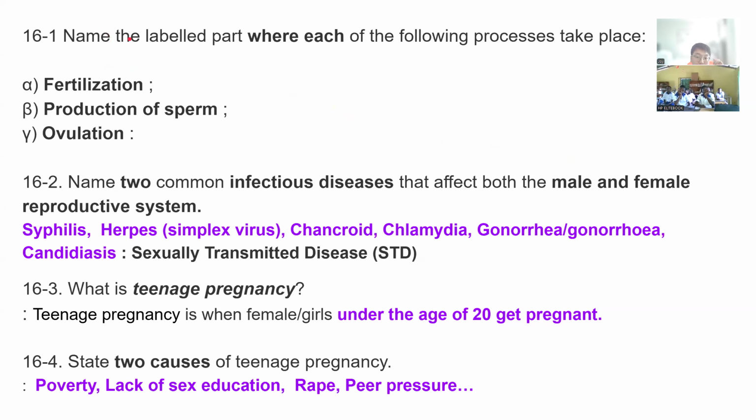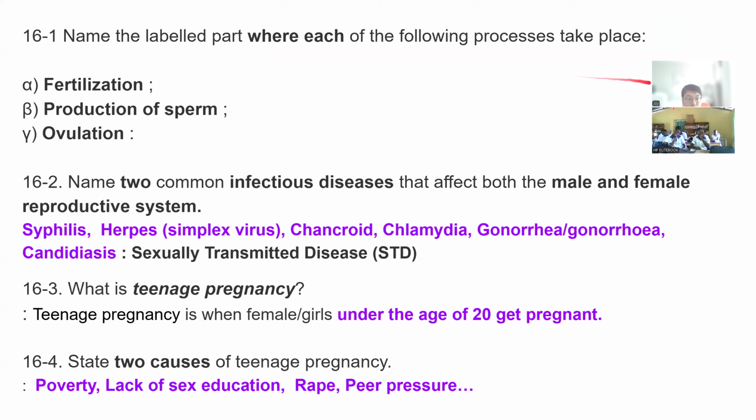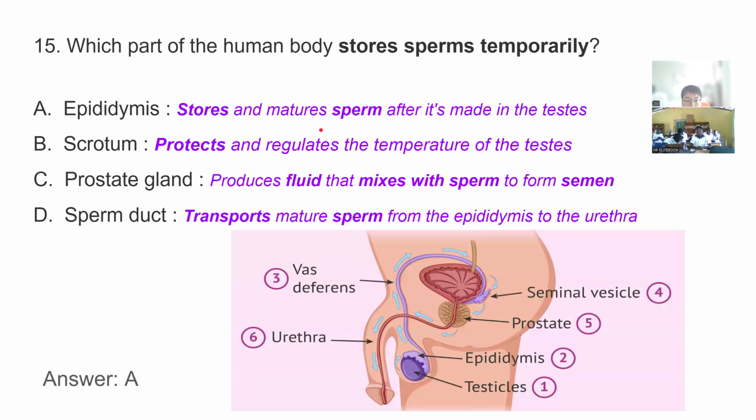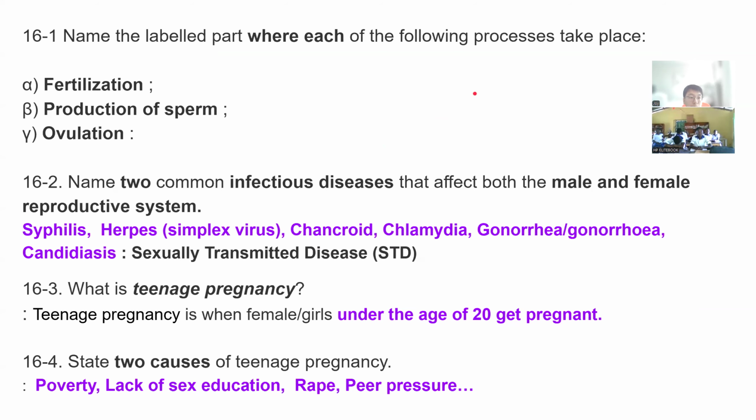So this next question is to name the labeled parts where each of the following processes take place. So the fertilization, production of sperm, and ovulation. Fertilization happens in the fallopian tube. We've talked about that. And does anyone know where production of sperm happens?